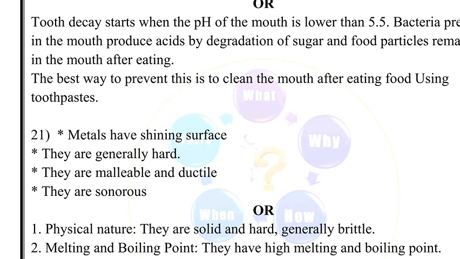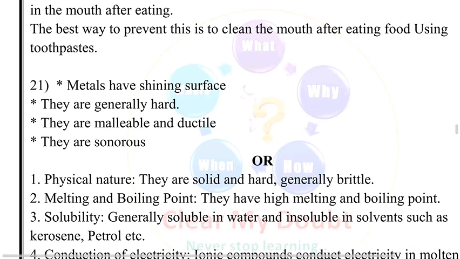So question number 21, metals have a shining surface. They are generally hard, they are malleable and ductile, they are sonorous. Again another optional question is given: list any 4 general properties of ionic compounds.